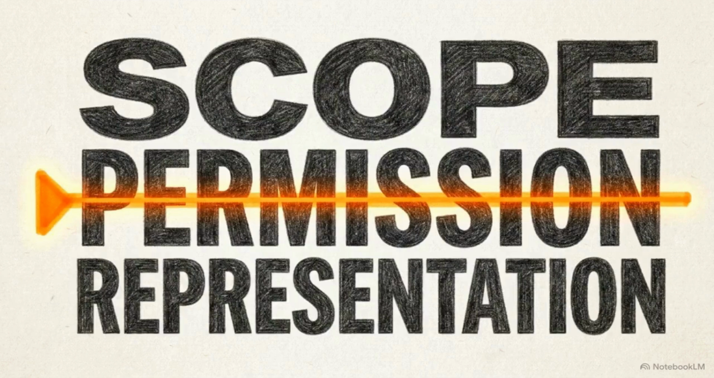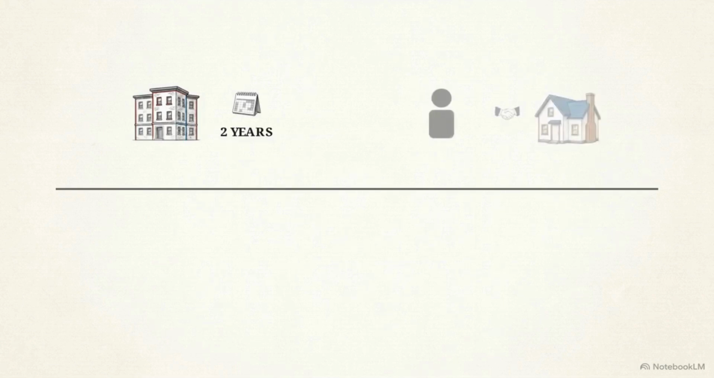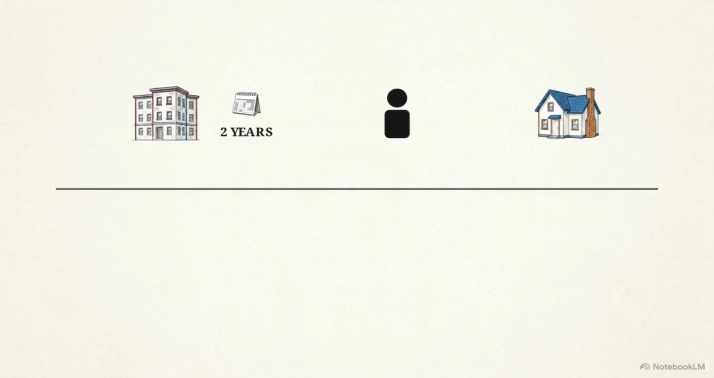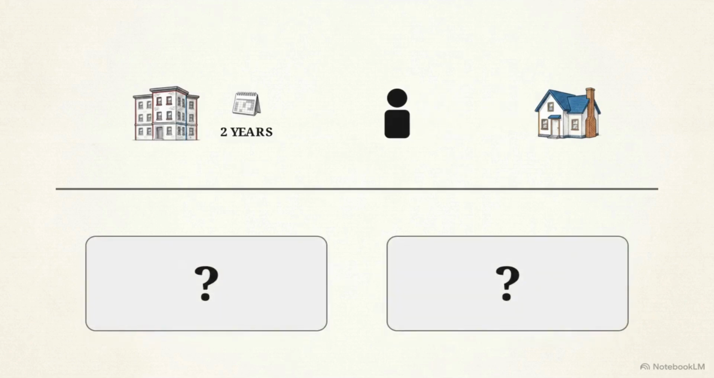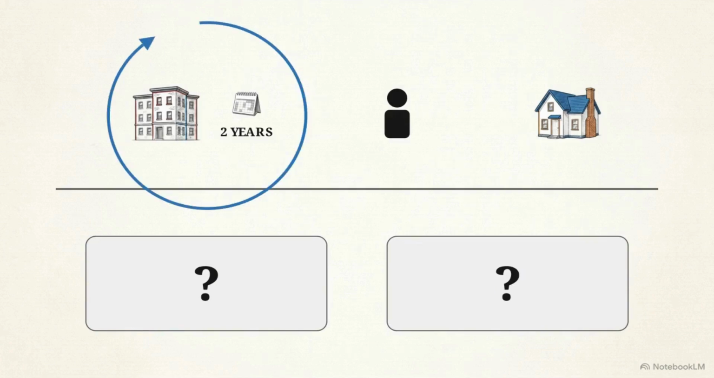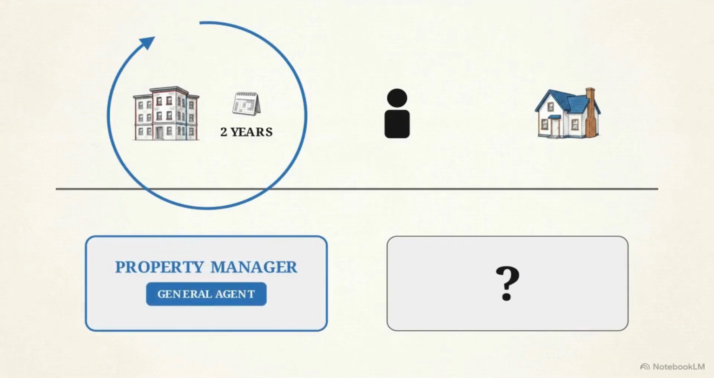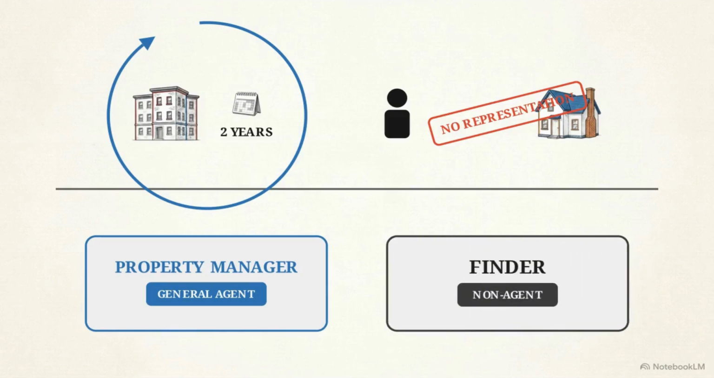You can test your mastery of scope, permission, and representation by applying them to a compound timeline. Consider this scenario. A professional manages an apartment complex for 2 years. Later, they introduce that same landlord to a buyer for a separate, unlisted property, immediately stepping back from the deal entirely. What two distinct roles did this professional play? In the first role, managing the complex with an ongoing scope makes them a property manager, which is a general agent. In the second role, introducing the parties with no active representation makes them a finder, which is a non-agent.